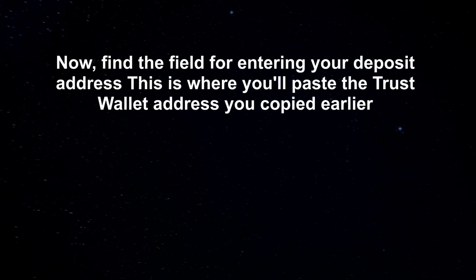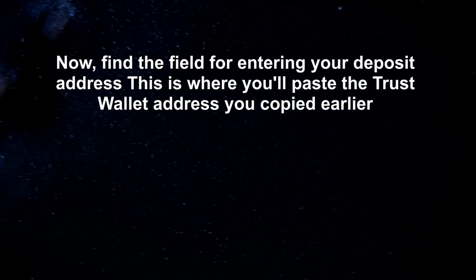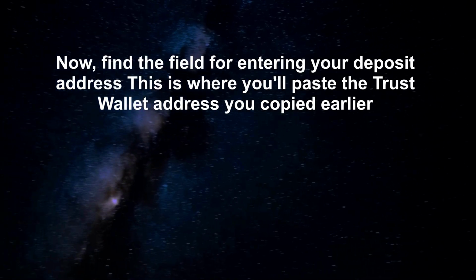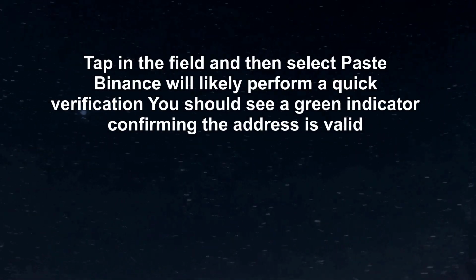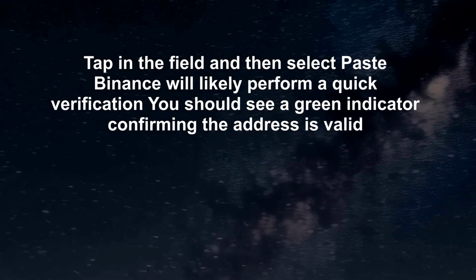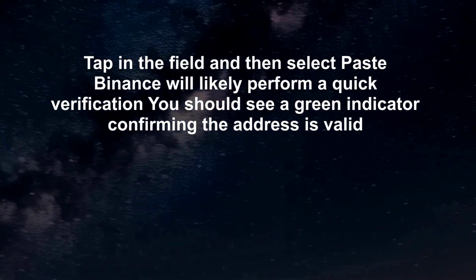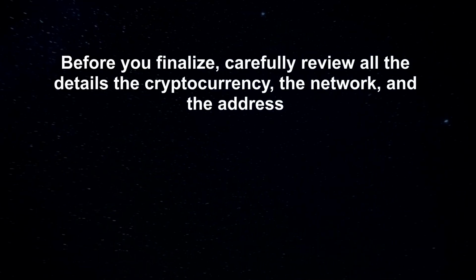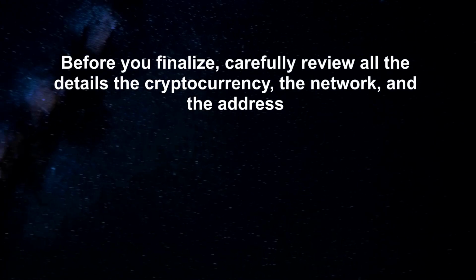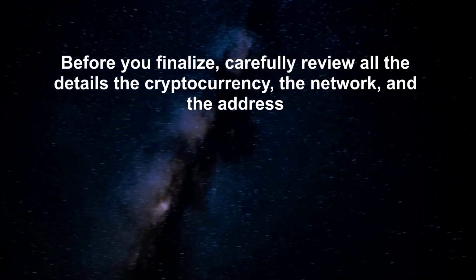Now, find the field for entering your deposit address. This is where you'll paste the Trust Wallet address you copied earlier. Tap in the field and then select Paste. Binance will likely perform a quick verification. You should see a green indicator confirming the address is valid. Before you finalize, carefully review all the details: the cryptocurrency, the network, and the address.